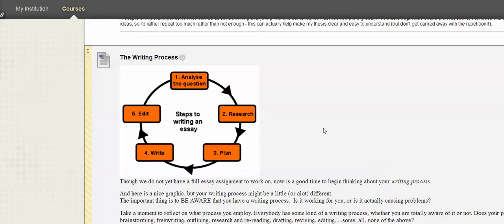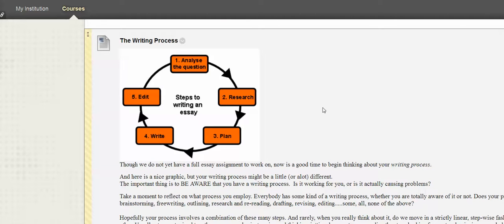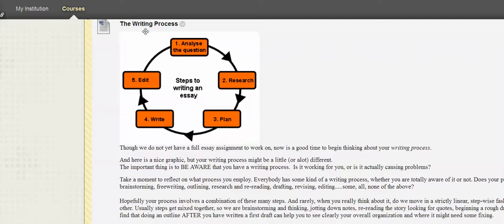Sometimes it's a little counterintuitive, but adding steps to the writing process, whether it's outlining, pre-writing, or having that sort of plan in place, adds steps but actually shortens the time it takes to write the essay. And ideally, it produces both a better essay and a much less stressful situation for you. So there's no one writing process, but be aware of what yours is.